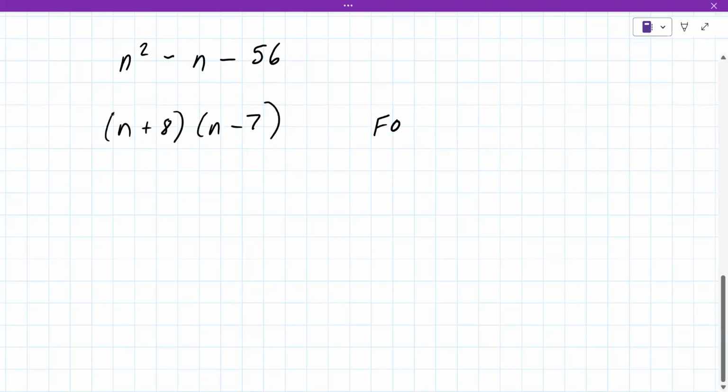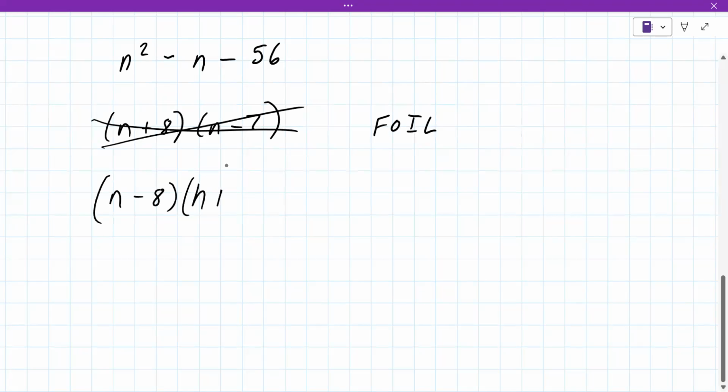So I'd like you to FOIL this. FOIL's going the backwards direction. Oh wait, no. Sorry, it would be n minus 8 and n plus 7. Now, if you had infinite time, you would FOIL to check your answers, but you don't always have that.